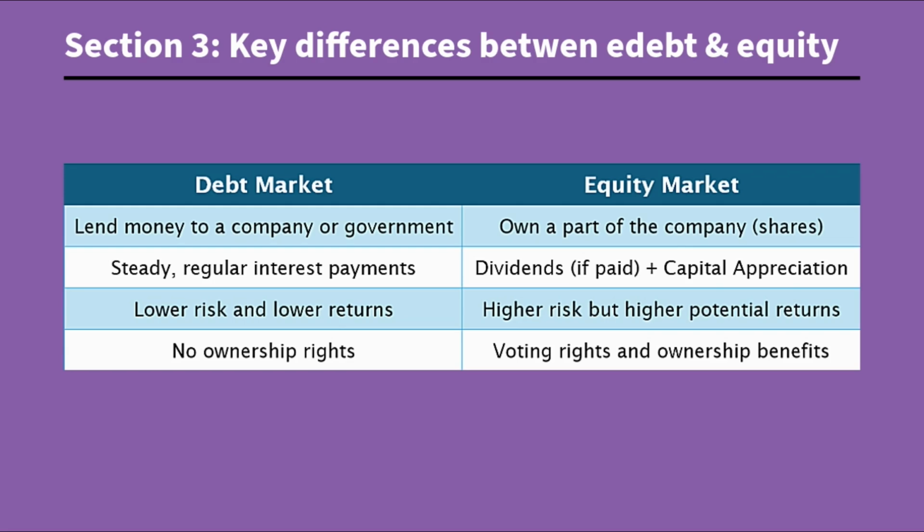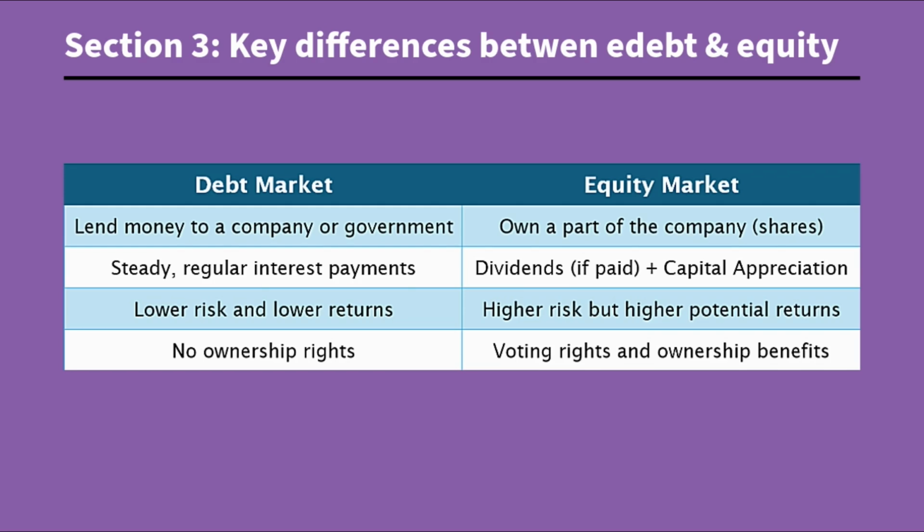Bonds give you predictable, steady interest payments, like receiving rent from a tenant. Stocks, however, don't promise regular payments. Instead, you profit if the stock price grows, or the company pays dividends. The trade-off is risk. Bonds are safer but give lower returns. Stocks are riskier because prices can fluctuate, but they offer higher potential rewards.